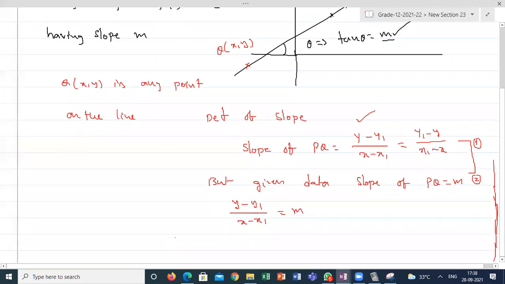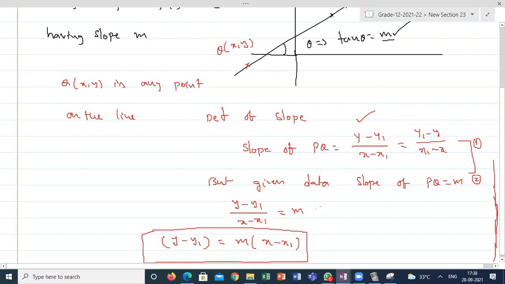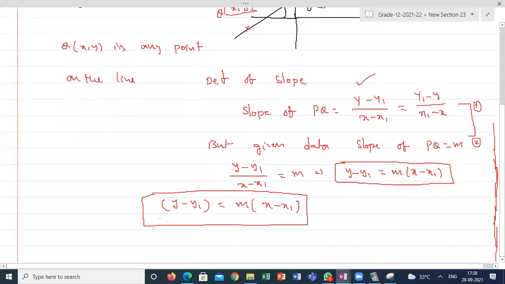If an equation is in the form y minus some value is equal to some value into (x minus x1), this form represents the equation of a line, because if I cross multiply, I get y minus y1, where y1 is some constant and y is a variable here. Any y coordinate on the line is equal to m into (x minus x1). It is giving a condition, and this condition is satisfied by any point, because (x, y) is any point on this line. You take any point on this line, substitute it, and it will satisfy. So any equation written in this format is called the point and slope form.